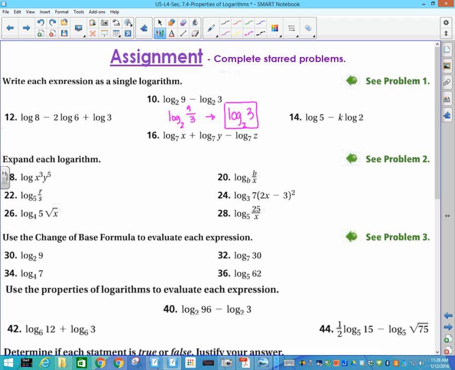Before I do anything with it, y'all, I got to bring this 2 up because I can't have any kind of thing in front of it when I bring those logs. So that's going to have log of 8 minus log of 6 squared plus the log of 3.